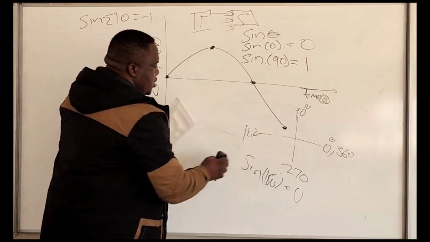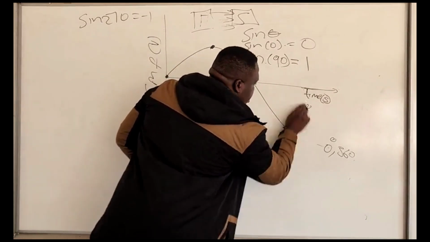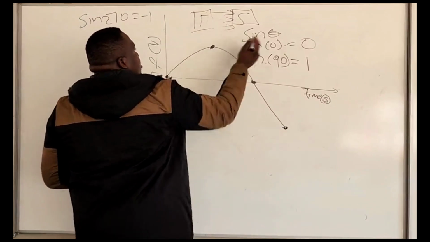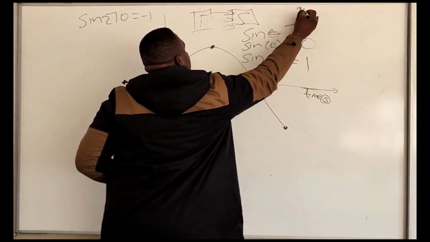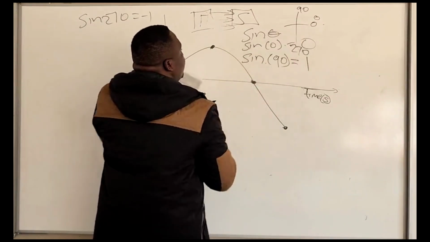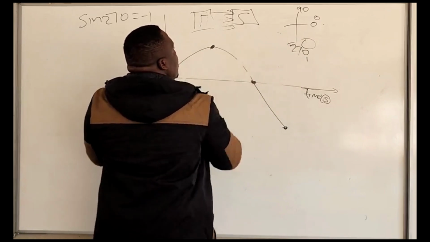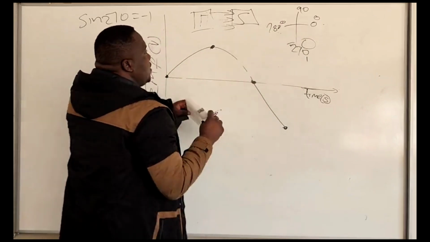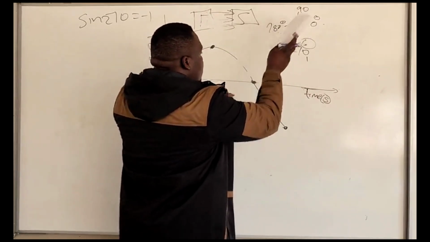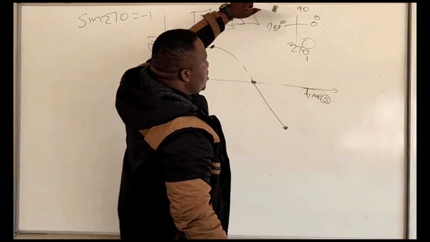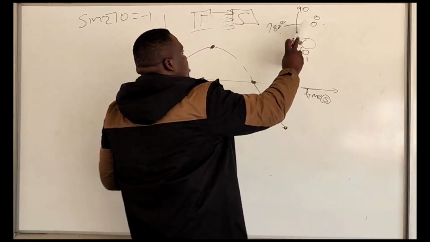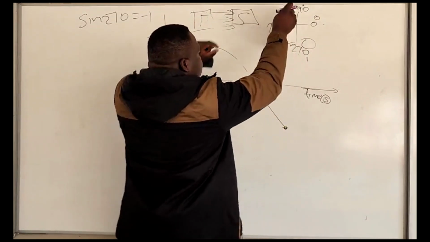Then, lastly, it must return back to its original position. It was at 270, turned to 180, became 0. Then it must return to its original position, which is 180. It is like this.